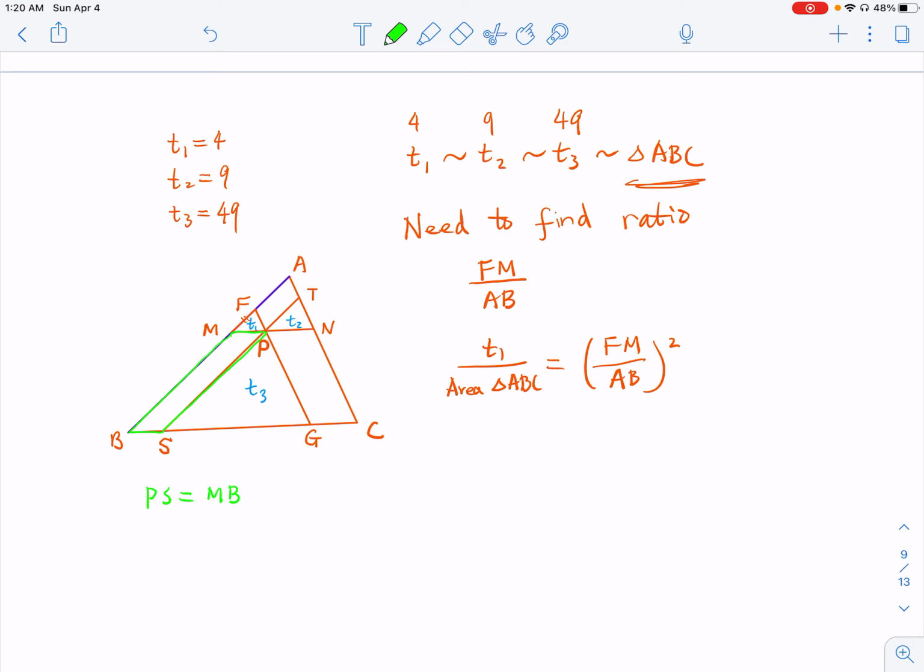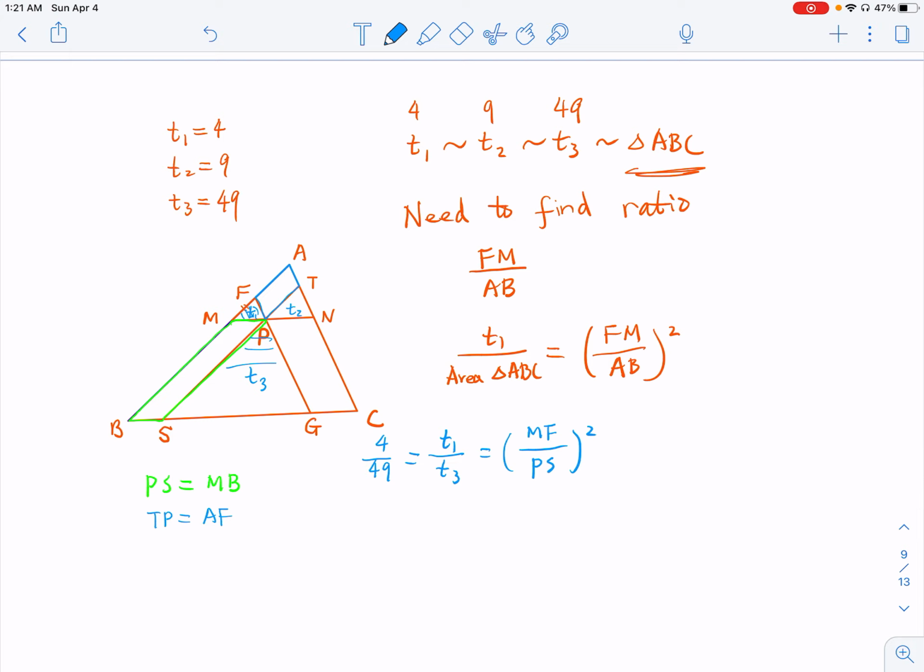Alright. Now similarly, when we look at the other small area here, this is parallel, right? So from here we know that TP would equal AF. Now from the property of similar triangles, we know that the area of T1 over T3 equals, we're given this is 4 over 49, right? So we look at this triangle here over this triangle T3 here, and the corresponding side would be MF over PS squared. This is a property of similar triangles.